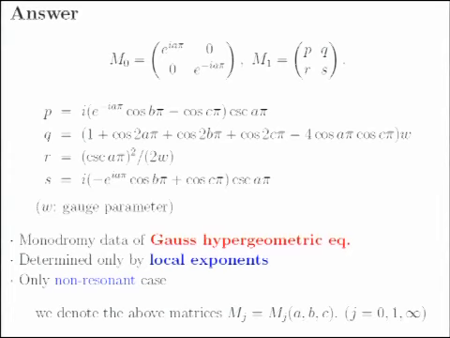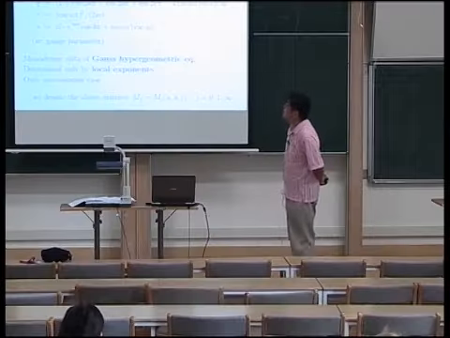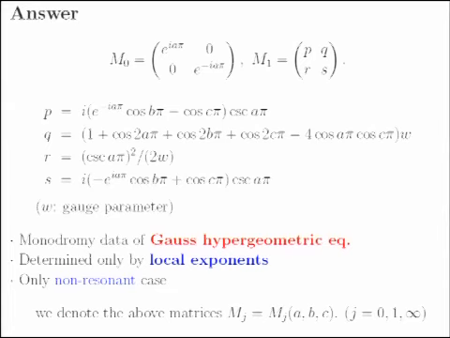Of course, you know these three matrices give essentially the monodromy data of Gauss-Euler's hypergeometric equations. And the important thing is the matrix elements are completely determined only by the local exponents, A, B, C. I treated only the non-resonant case. If A or B is an integer, we have some logarithm or a Jordan block, but I omitted that. You can also solve it even in the resonant case. We denote these matrices M_J(A,B,C), where A, B, C are the local exponents. This is quite simple.